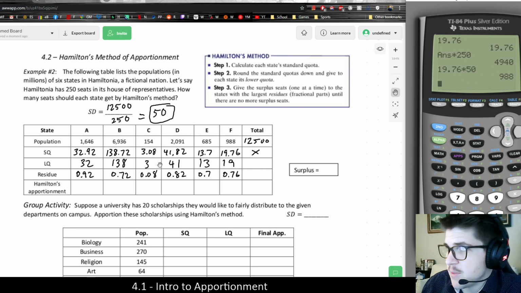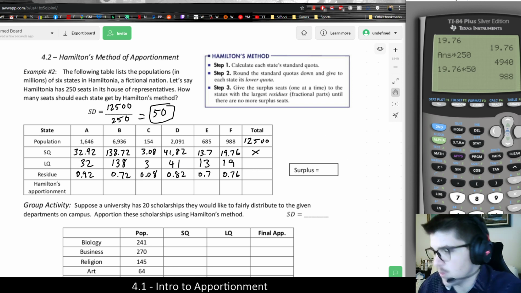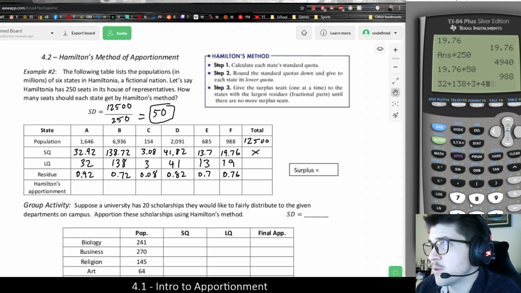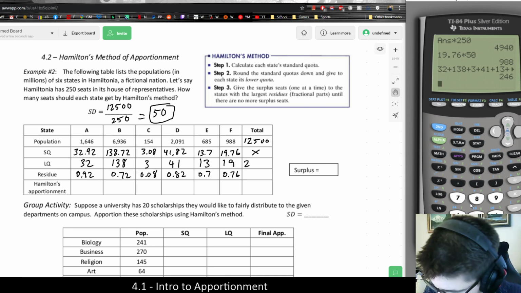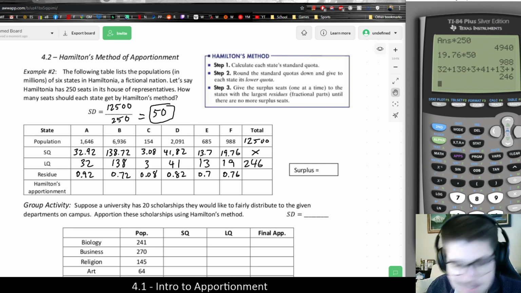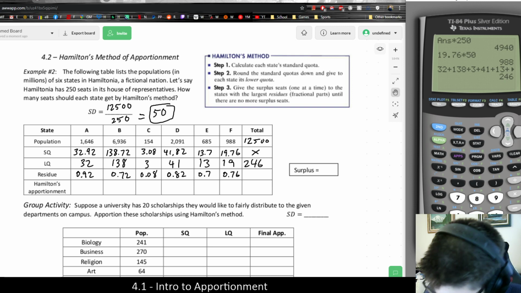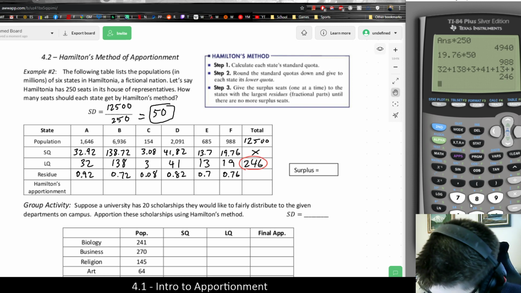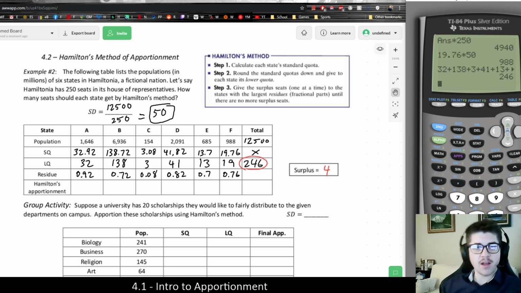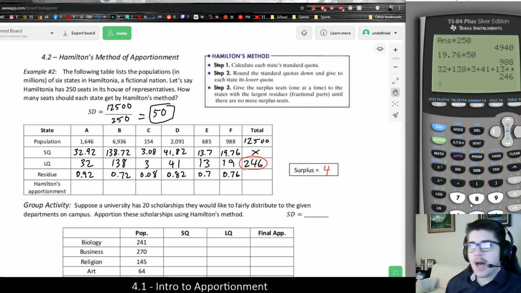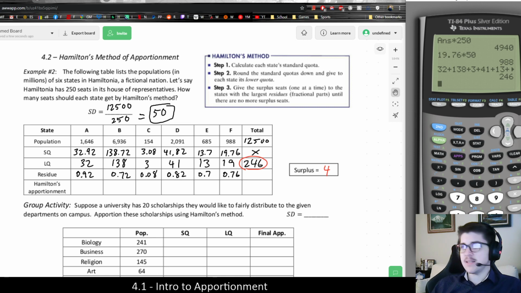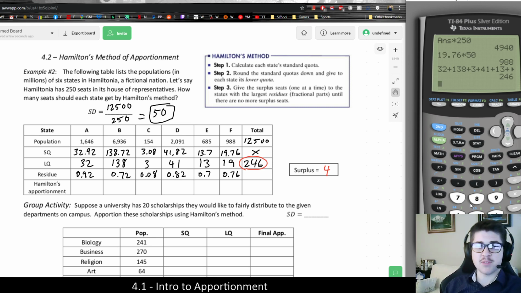And we don't need to know the sum of the residues, but we do need to know the sum of the lower quotas. So 32 plus 138 plus 3 plus 41 plus 13 plus 19 would be 246. And of course, what I can see is that there's an issue with the lower quota, it's 4 short of the actual goal, which is I have 250 representatives. I don't want to shortchange any of my states. And if we have that many seats, we usually want to make sure they're all filled.